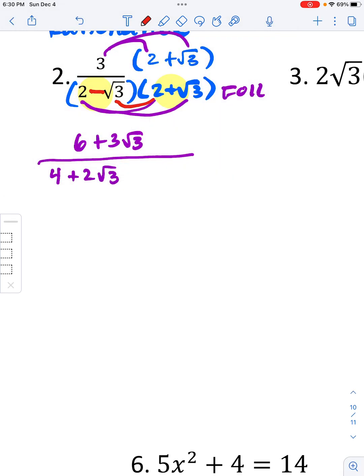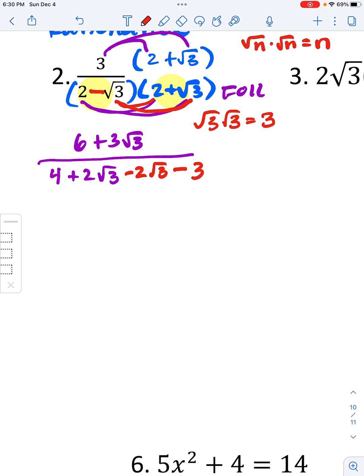This is negative. So 2 times negative root 3 becomes negative 2 root 3. And then I need to multiply this last part times this last part. So negative times a positive is negative. Root 3 times root 3 would technically be 9, and the square root of 9 would be 3. So keep in mind, we learned that the square root of a number times the square root of that same number is that number. So in this case, that'll just be a 3. It should happen like this every time. This O and I from FOIL should go away, and then these two numbers should combine. So in this particular problem, they combine to be a 1.